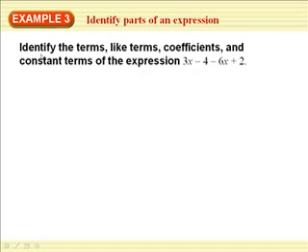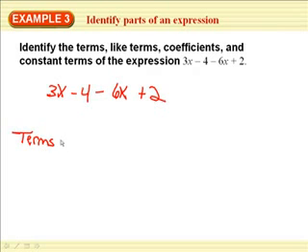They're going to give you an expression, and you have to identify the terms, the like terms, the coefficients, and the constant terms. And the best way to do it is to just write them out. What are the terms? So here's our expression, 3x minus 4 minus 6x plus 2. So let's start with the terms. Okay, let's write out the terms.